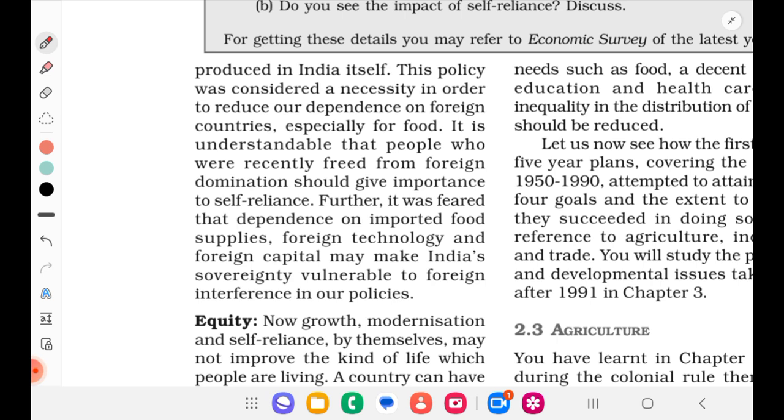for food. It is understandable that people who were recently freed from foreign domination should give importance to self-reliance. Further, it was feared that dependence on imported goods, food supplies, foreign technology and foreign capital may make India's sovereignty vulnerable to foreign interference in our policies.